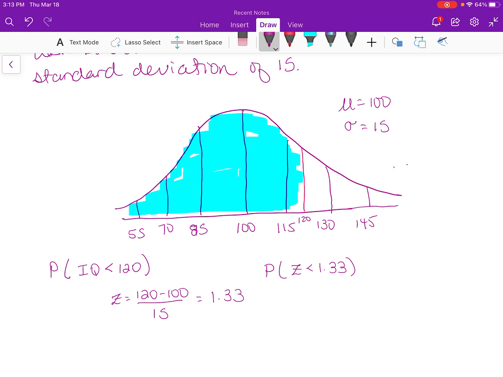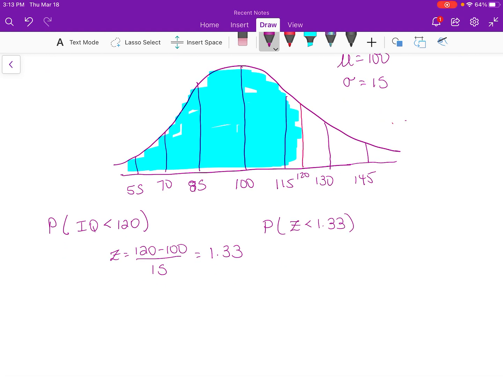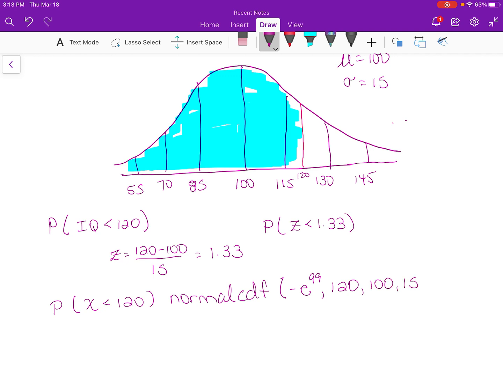And that's what Section 5.2 does, is instead of having to convert everything to z-scores, it allows you to find the probability that you have an IQ or an X value that's less than 120 using normal CDF. Your lower bound would be negative e to the 99th. Your upper bound would be 120. Your mean would be 100, and your standard deviation would be 15.